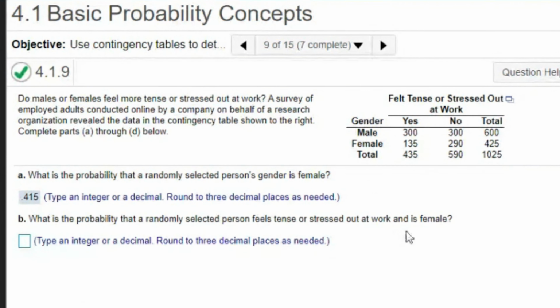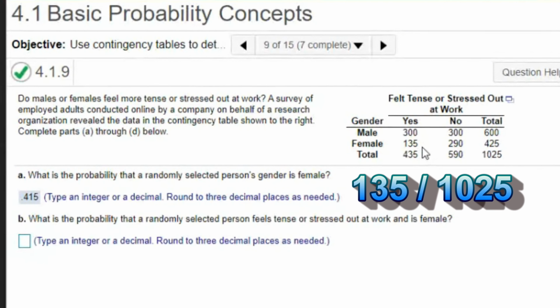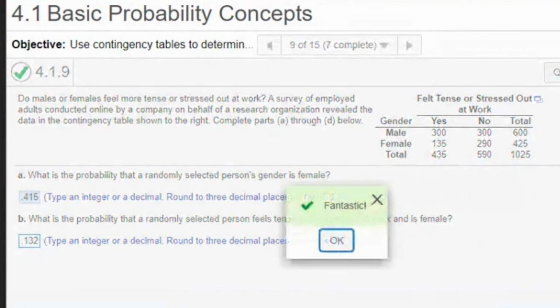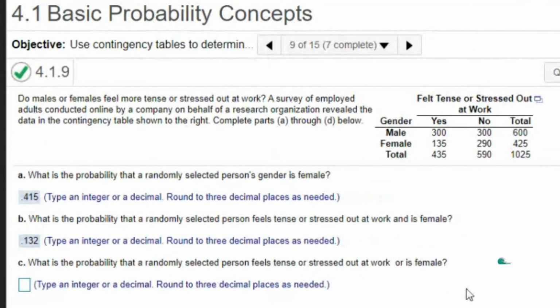Next, what is the probability that a randomly selected person feels tense or stressed out at work and is female? Reading off the contingency table, we are looking for the intersection of these two events, and that is yes, feels tense or stressed out at work, and female. So the intersection is 135 people out of 1,025 people. So 135 divided by 1025 is 0.1317. So 3 decimal places is 0.132. Great.